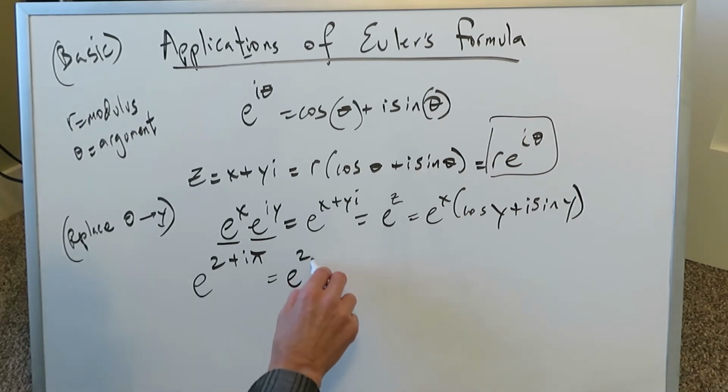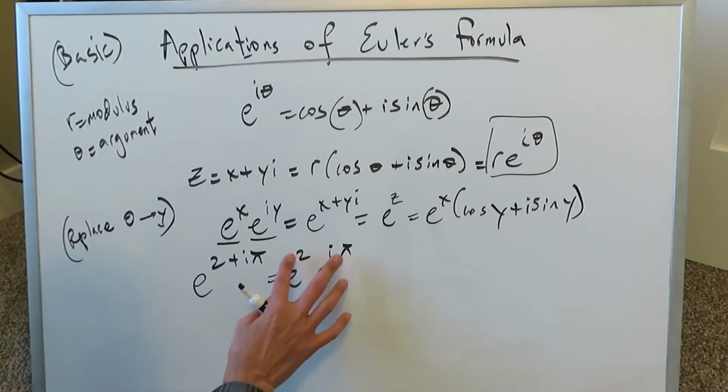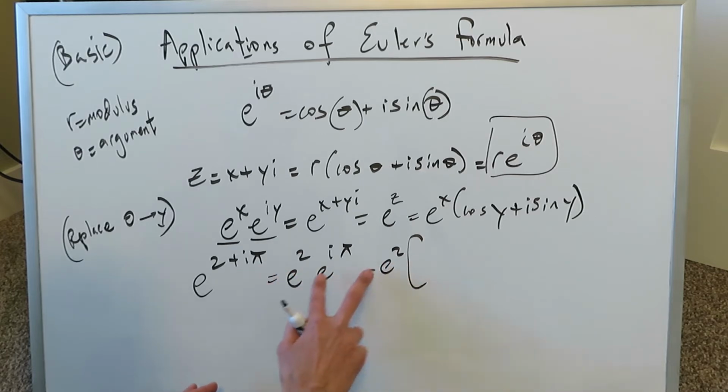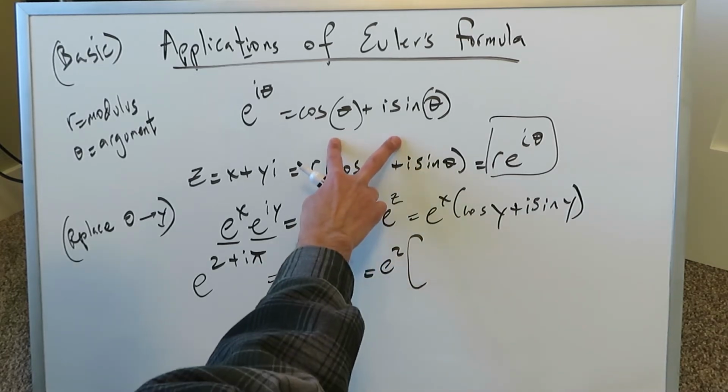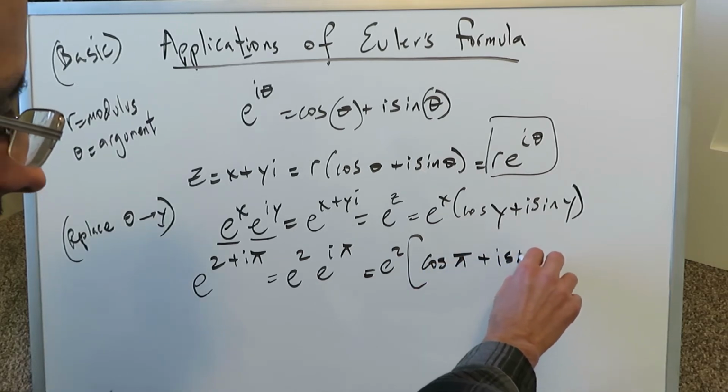We basically had e² times e^(iπ). Think about it. Same basis. When you multiply, the exponents add, and you end up with just that. e² will just sit outside on its side, and then you'll evaluate this as you would this part right here, and you do cosine π, and then you do plus i sine π.